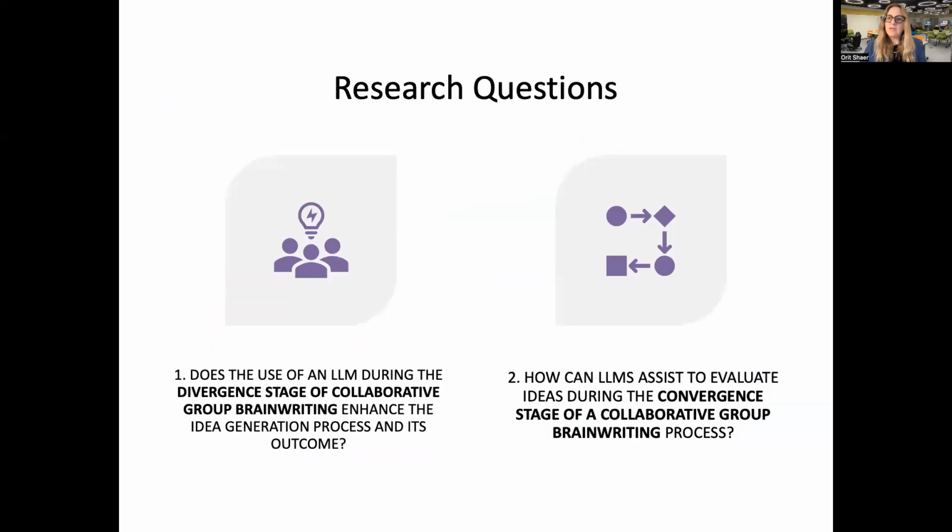Our research questions investigate the use of large language models in both the divergence stage and the convergence stage. Our focus is on a specific type of ideation process called brainwriting, which I will explain in the next slide. We're interested in group-based collaborative brainwriting. Our first research question is therefore, does the use of large language models during the divergence stage of a collaborative group brainwriting enhance the idea generation process and its outcome? Our second question is, how can large language models assist to evaluate ideas during the convergence stage of a collaborative group brainwriting process?